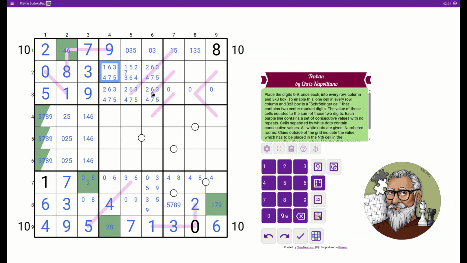Well, this isn't 2. That helps. These aren't 4. These aren't 5. These aren't 7. Did that help? Can I even see the forest for the trees now? I don't think so.